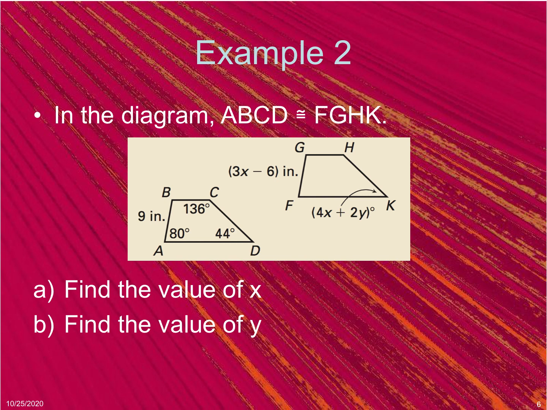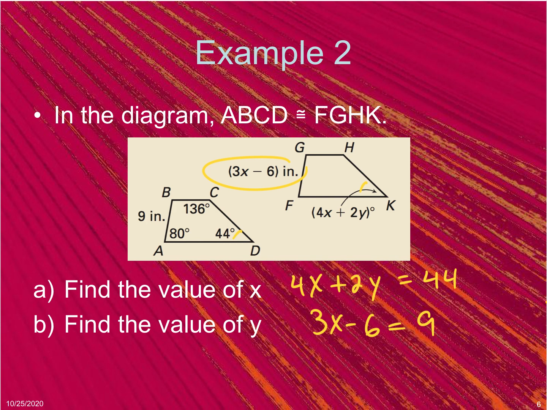So they're telling us that in the diagram, this figure ABCD is congruent to the figure FGHK. And we have the picture, so we can tell that angle K is congruent to angle D. So if we want to find x, ideally we would set it up as 4x plus 2y is equal to 44. But in order to find x and y, you have to equal the 3x first, minus 6 is equal to 9. So those are the two equations you need in order to solve it.